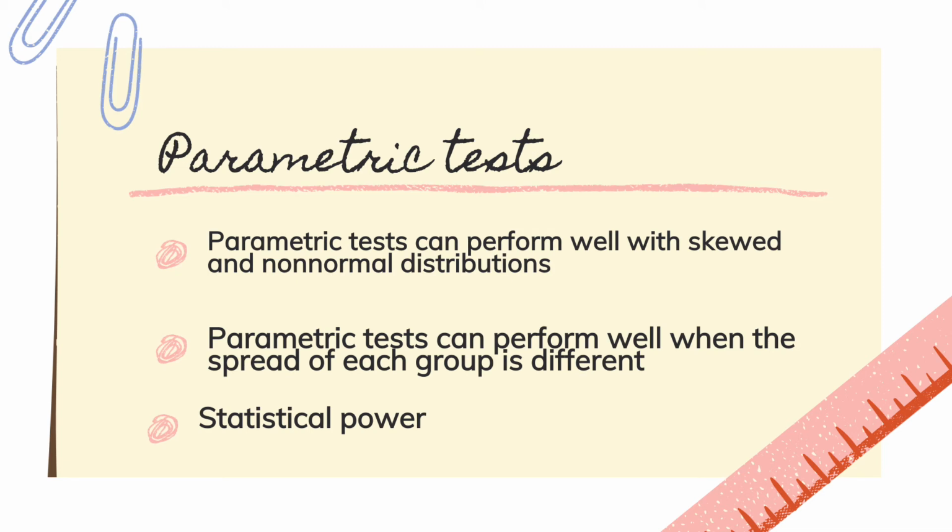So these are the reasons why we use parametric tests. First, parametric tests can perform well with skewed and non-normal distributions. This may be a surprise, but parametric tests can perform well with continuous data that are non-normal if we satisfy the sample size guidelines. So we really have to determine the correct sample size so we can use parametric tests. Parametric analyzes sample size guidelines for non-normal data.